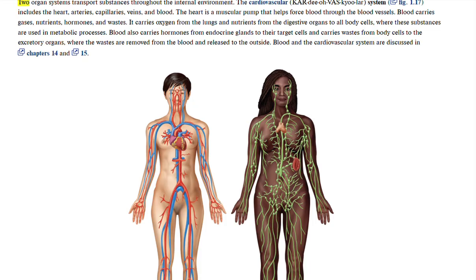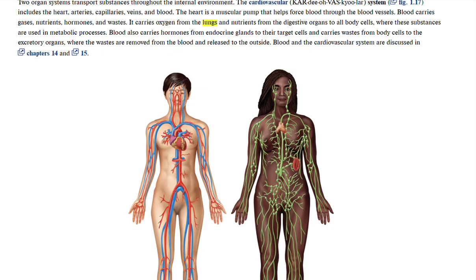Transport. Two organ systems transport substances throughout the internal environment. The cardiovascular system, figure 1.17, includes the heart, arteries, capillaries, veins, and blood. The heart is a muscular pump that helps force blood through the blood vessels. Blood carries gases, nutrients, hormones, and wastes.